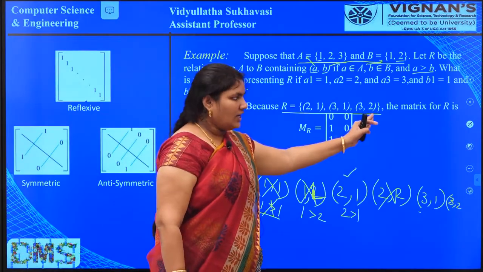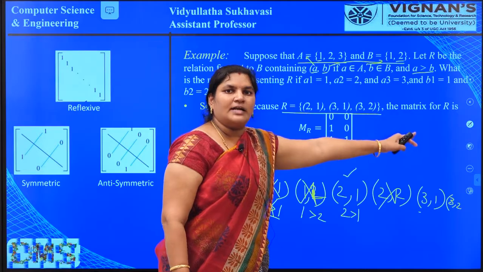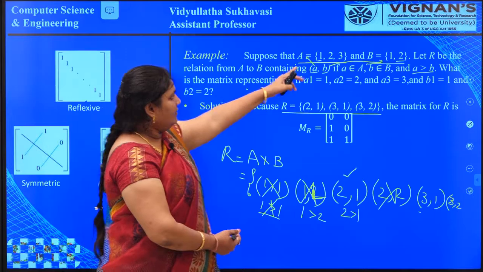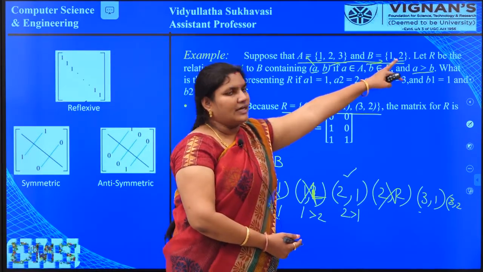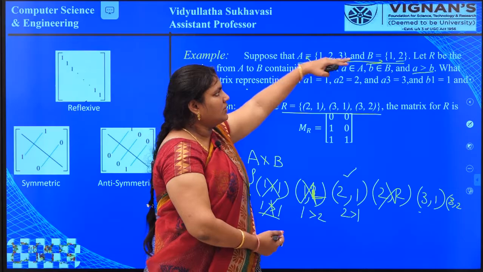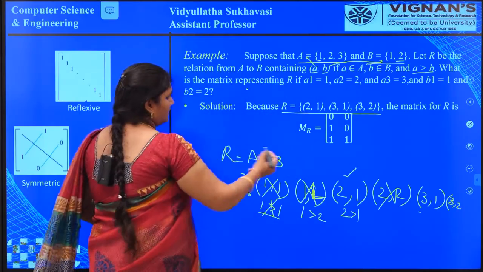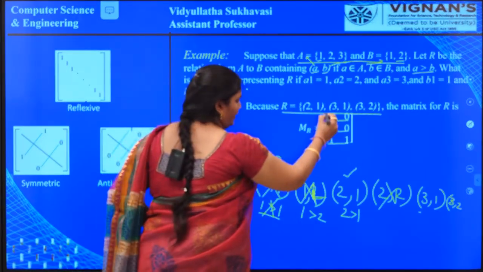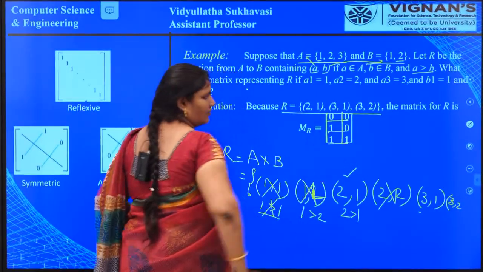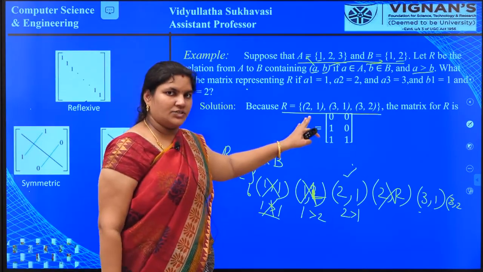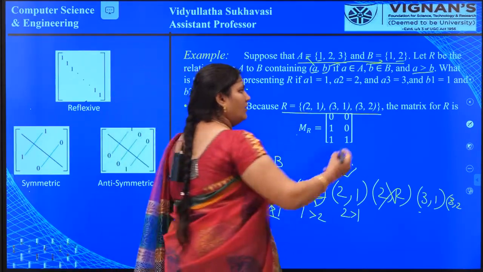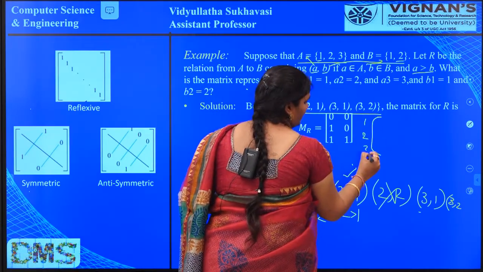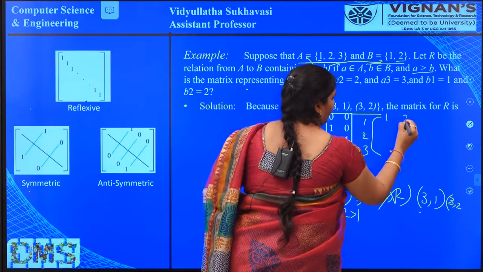And with the help of this relation, now we are going to represent the matrix form. How are we going to represent this matrix? In A we have 1, 2, 3 and in B 1, 2. That means here we have 3 rows and 2 columns. So that's why we have taken first row, second row, third row, and 2 columns like this. Since we have the values 1, 2, 3, we take 3 rows and the columns as 1, 2.